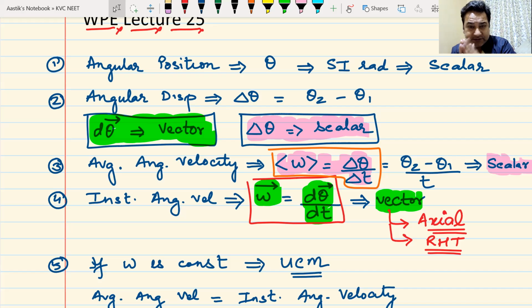What type of vectors are these? Remember, these are actual vectors. The direction is given in terms of axis. Then we had seen angular velocity, two different headings. Average angular velocity, total angular displacement divided by total time. It's a scalar quantity. Instantaneous angular velocity, small change in angular displacement, or small change in angular position, divided by small time, or it is the angular velocity at any particular instant. This is a vector, and it's an actual vector. If omega is constant, then the motion becomes simple harmonic.